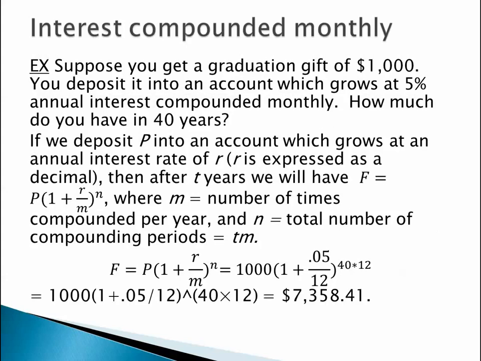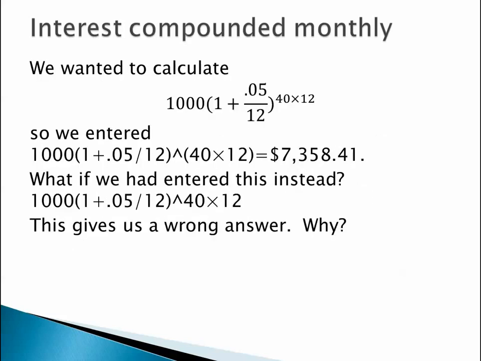Here's the way I'd put that in my calculator. 1,000 times (1 plus 0.05 over 12) raised to the (40 times 12) in parentheses. That's $7,358.41. Now, we wanted to calculate this amount, so that's what we entered: 1,000 times (1 plus 0.05 over 12), that little caret sign, and in parentheses 40 times 12. 7358.41.